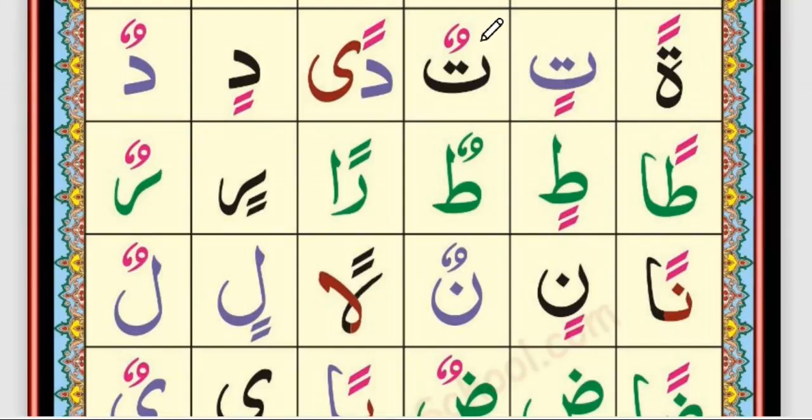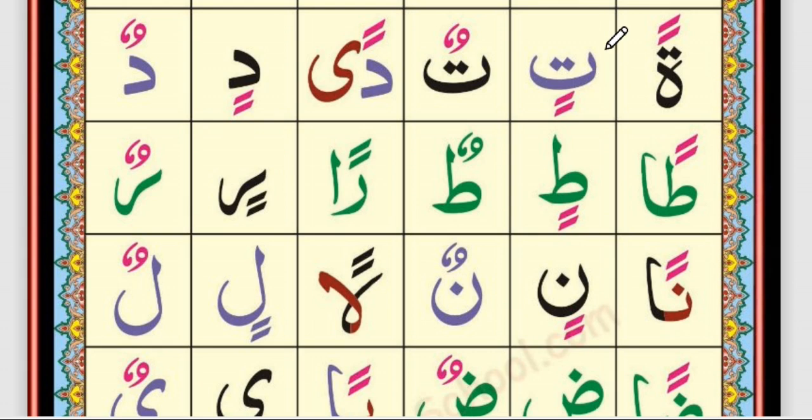Two zer, two pesh, two zabar are called tanween, and you produce a noon sakin sound at the end of tanween. For example, this is ta, and we read ta by the tip of the tongue and roots of upper front teeth. So touch your tongue to the roots of upper front teeth and read ta. Ta, two zabar, tan. You will read ta, two zabar, tan.